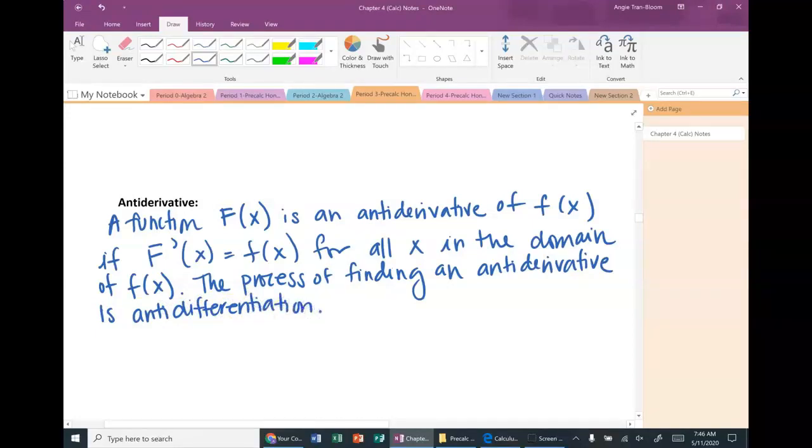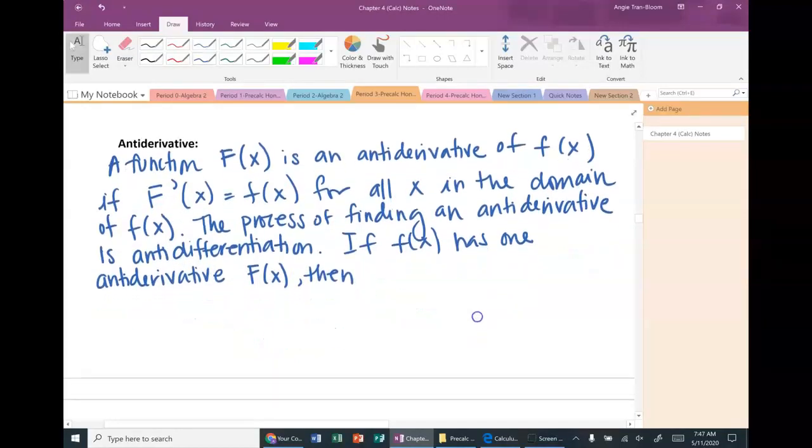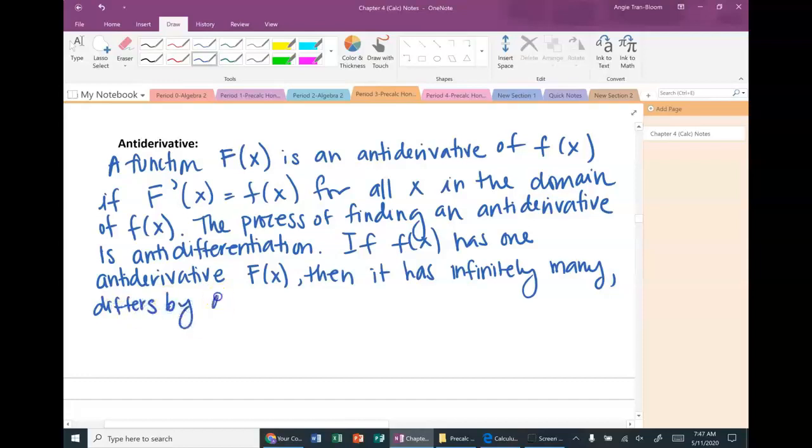If small f of x has one antiderivative, let's call it big F of x, then it has infinitely many, and each one differs by a constant.